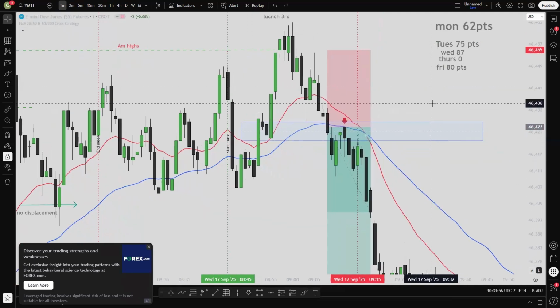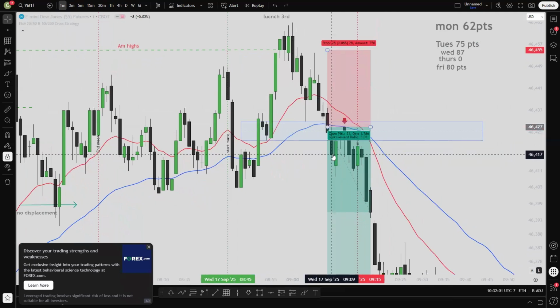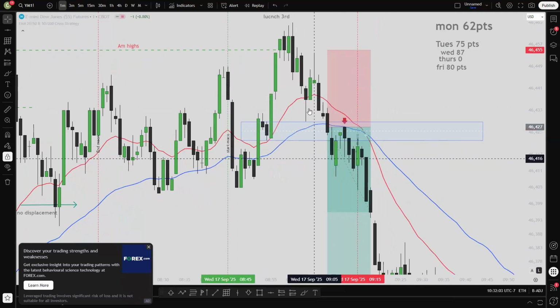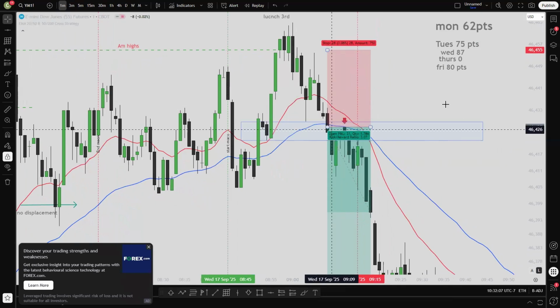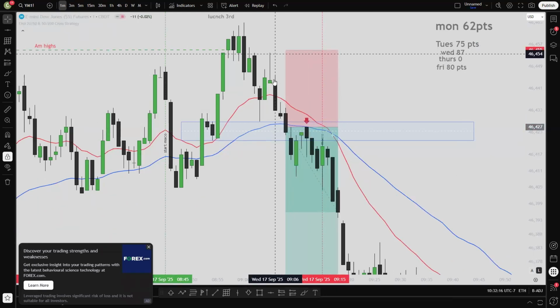And even give you more confirmation before it came back, it closed over the breaker here. We have a break of the breaker block, and we have this displacement here and here over this mitigation block. Entry being right here, it just dips in right here. Stop loss way above up here, above this order block right here.